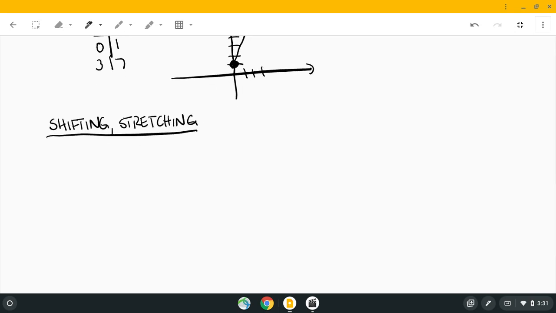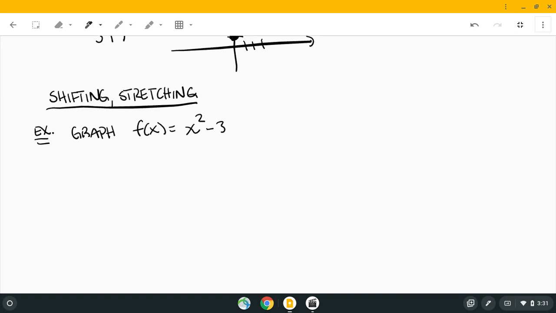Okay. So let's take a look at this one here. Let's go ahead and graph this. F of x equals x squared minus 3. So if you recall, the parent function is x squared, and this tells me that I am going to take that parent function and shift it down 3. Because it says minus 3, so shift down 3.